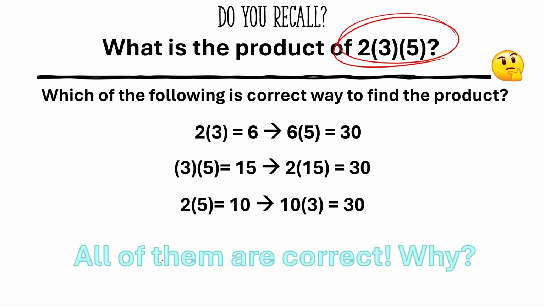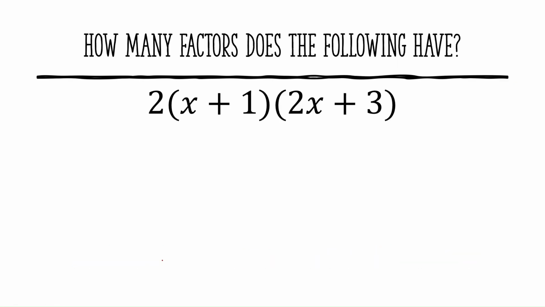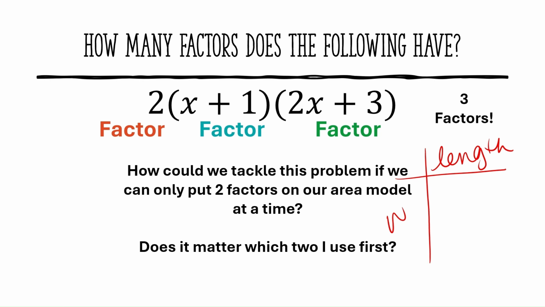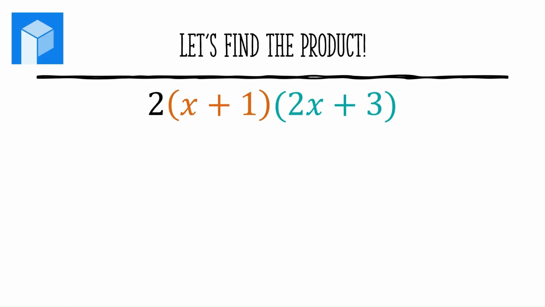I have these 3 factors here. I don't just have 2 factors. I have the factor of 2, I have the binomial x plus 1, and the binomial 2x plus 3. We have 3 factors. Now, the problem is our area model over here is only our length and our width. So how can we tackle this problem and put 2 factors in our area model at a time? Does it matter which 2 you use first? No. Now we're going to go ahead and find the product.